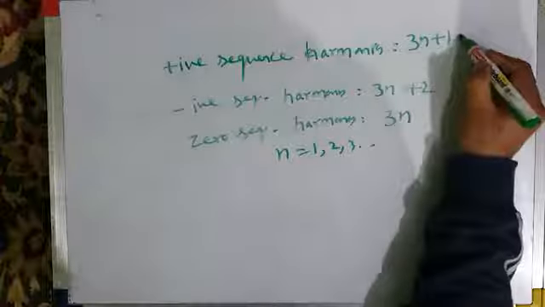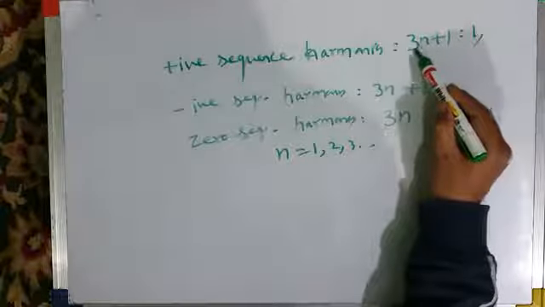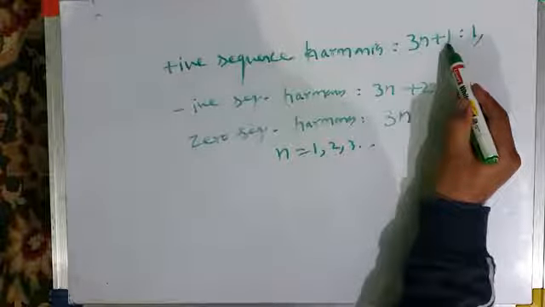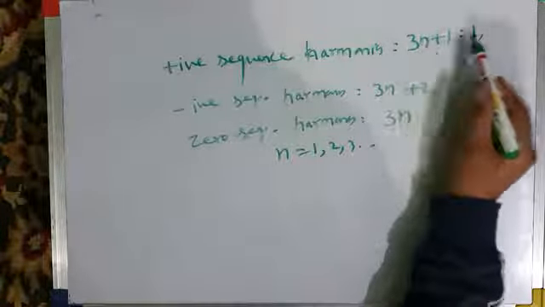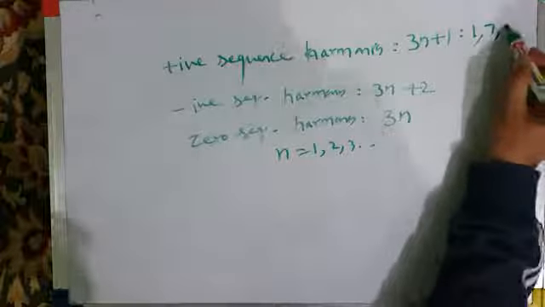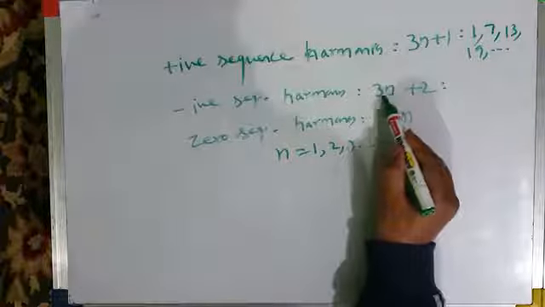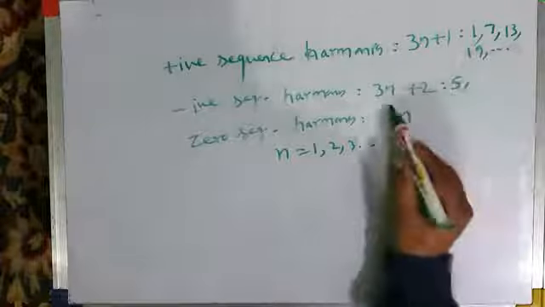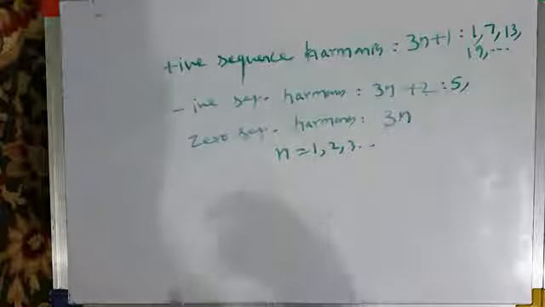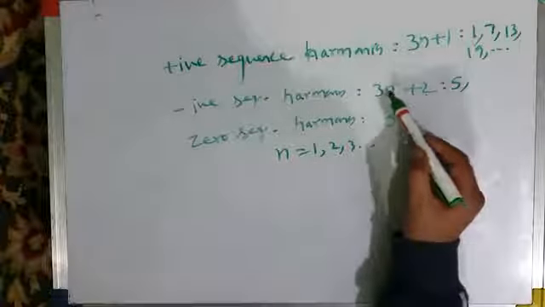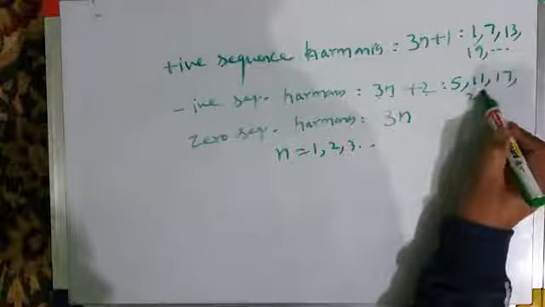For positive sequence harmonics, if you start with n equal to 0, you get 1. For n equal to 1, 3 plus 1 is 4, that is the fourth harmonic, which is even. I have already said even harmonics do not exist. Put n equal to 2, 3 times 2 is 6, 6 plus 1 is 7, so 1, 7, next will be 13, then 19, and so on. Now for negative sequence, put n equal to 1: 3 plus 2 is 5. For n equal to 2, 3 times 2 is 6, 6 plus 2 is 8, which is an even harmonic. I won't write that because even harmonics do not exist because of waveform symmetry. Put n equal to 3, 3 times 3 is 9, 9 plus 2 is 11. Similarly you have 17, 23 and so on.